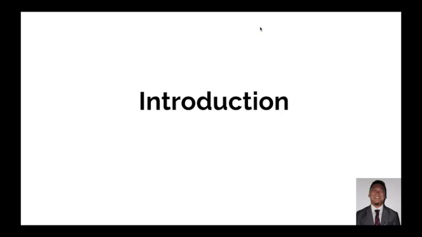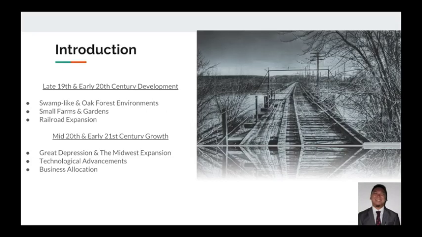From here, we'll be discussing the introduction as well as some of the background history for the city of Chicago. So the city of Chicago was built in the late 19th century. It was built upon a swamp-like environment with a lot of oak forest type environments. So when building most of their infrastructure, there were a lot of small farms and gardens, as well as a lot of wooden houses. During this time, there was a lot of railroad expansion as well. By the mid-20th and early 21st century, there were a lot of technical advancements. Motor vehicles were coming out, and a lot of the railroad expansions were in decline.